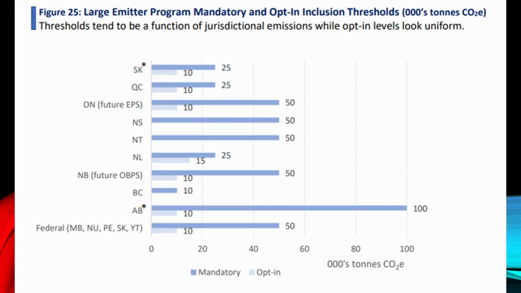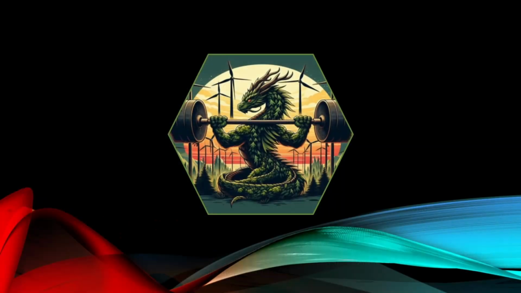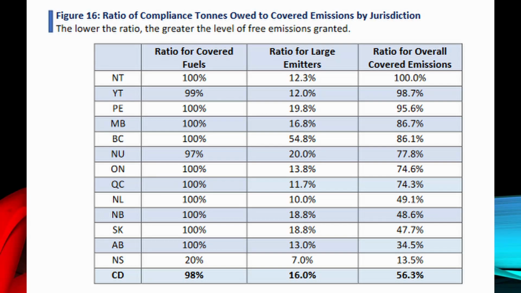In practice, this means that many large emitters are allowed to produce a certain amount of emissions before the tax kicks in. For instance, large emitters in Alberta might only be paying 13% of the actual tax rate, the actual marginal tax rate.